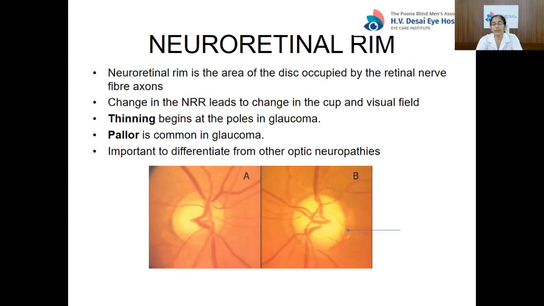The color of a healthy neuroretinal rim is orange-red. A pale rim may be due to ischemic glaucomatous damage. Although pallor is seen in glaucoma, if the disc is disproportionately pale, it is suggestive of non-glaucomatous optic atrophy.